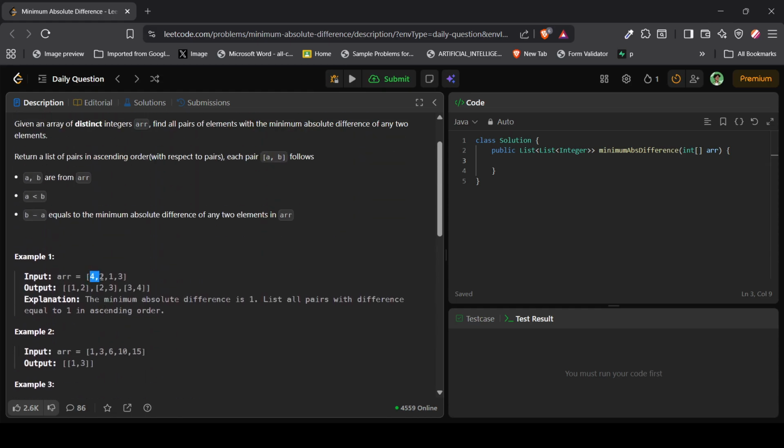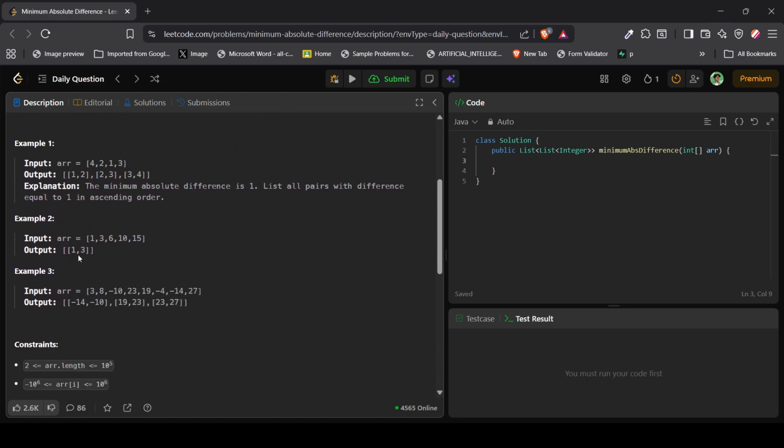So 4 2 1 3, and the minimum difference that can be possible is 1: the pairs are 1 comma 2, 2 comma 3, 3 comma 4. So the minimum absolute difference is 1. List all pairs with difference equal to 1 in ascending order.